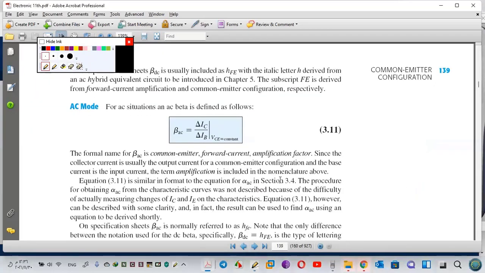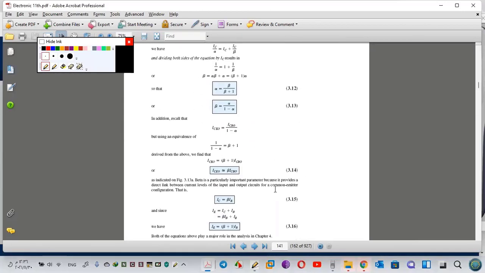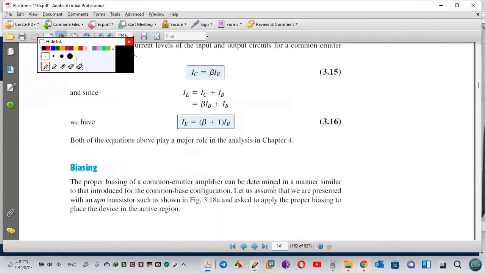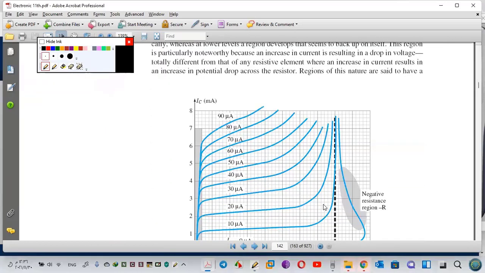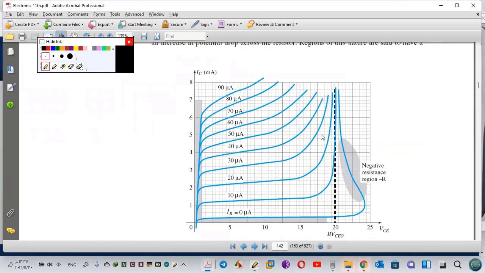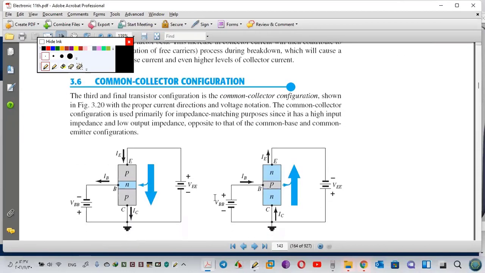Okay, what do we have else today? Let's check our book. Okay, this is the explanation of breakdown. I see they explained here for us as I explained before. We have common collector, this concept, because it is used only a little bit, so we don't need it for the exam.